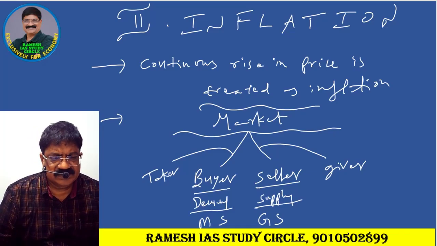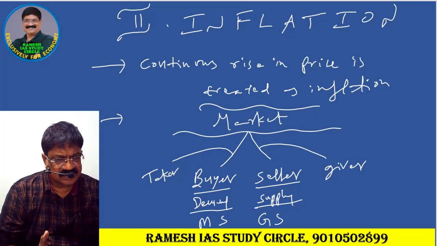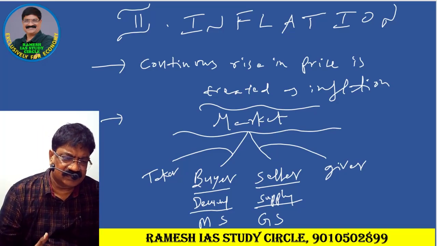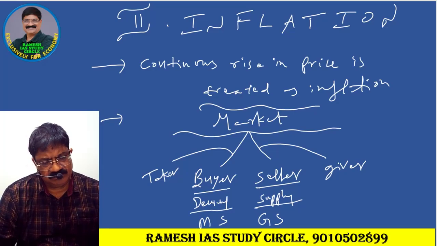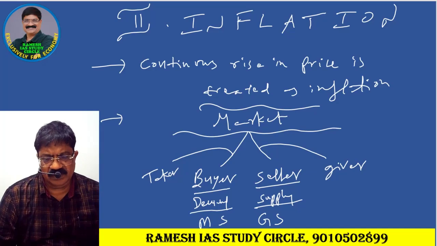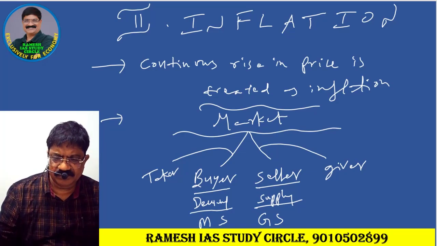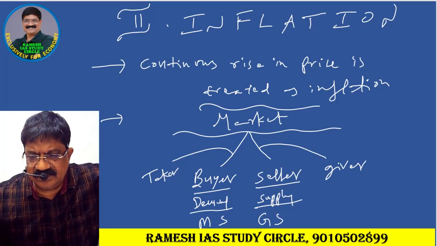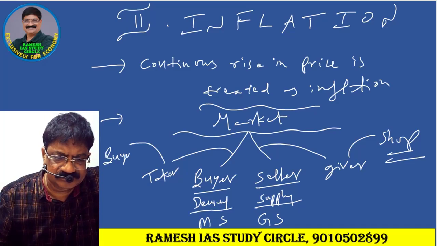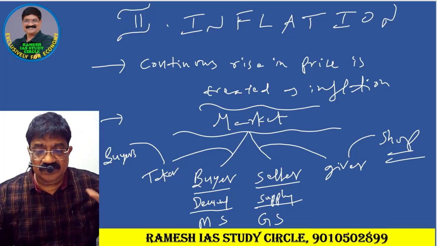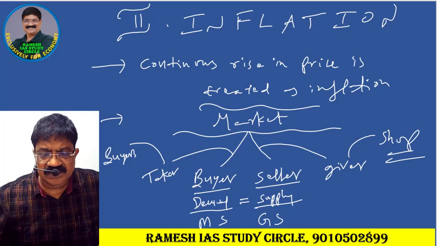So in any market we can see two types of opposite people: taker one side, giver another side; buyer one side, seller another side; demand one side, supply other side; money supply one side, goods supply other side. For example, if you go to a shop, you become a buyer, you purchase the goods from the shop. The shopkeeper is the supply. So we need to maintain balance between these two forces. Demand must be matched with the supply.